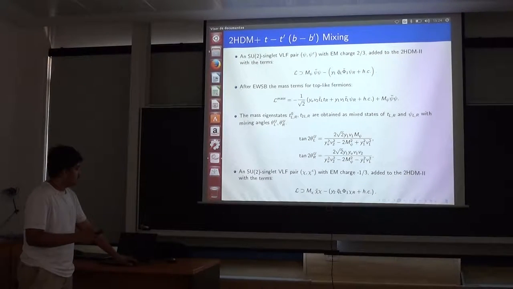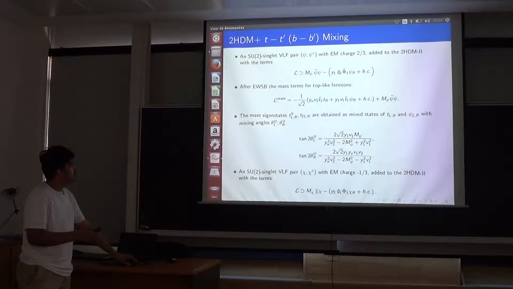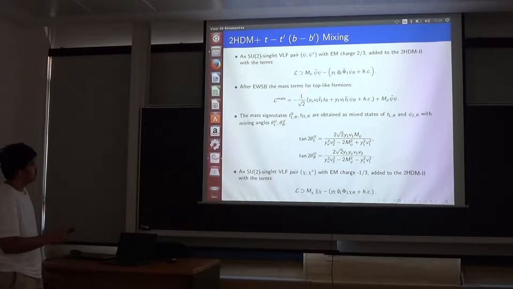And then previously in the 2HDM, this term is there already. So then, taking both, the mass and mixing terms of top and vector-like fermions are like this: this is the mixing term and this is the mass term. Then this mixing gives the two mass eigenstates, with the mixing angles theta on the L side or R side, and the mixing angles are given as this.